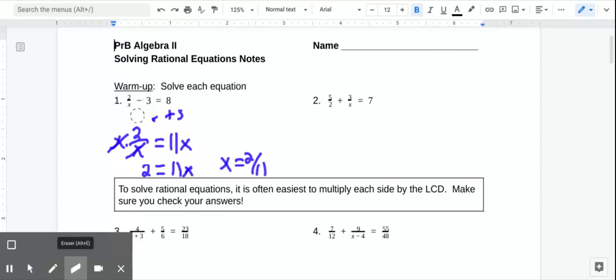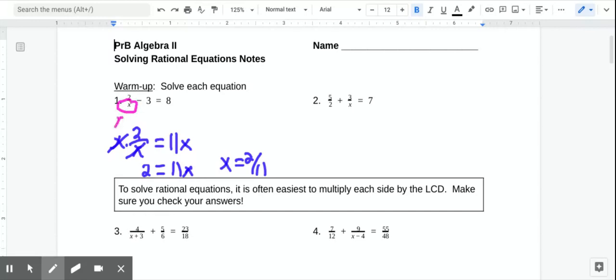However, we need to go back to the beginning and make sure our answer is not an excluded value. So remember, excluded values are when you're dividing by 0. So whatever we do, x cannot be 0 because we are not allowed to divide by 0. Fortunately, our answer is not 0, it's 2/11, so that's it. This is our answer.